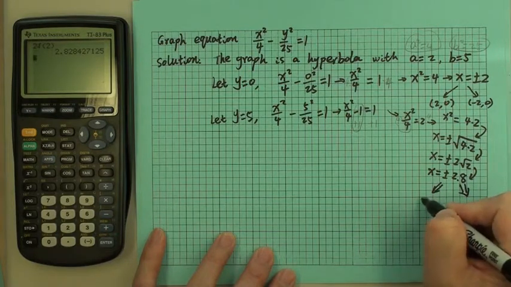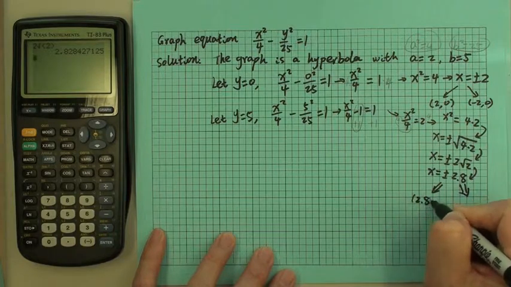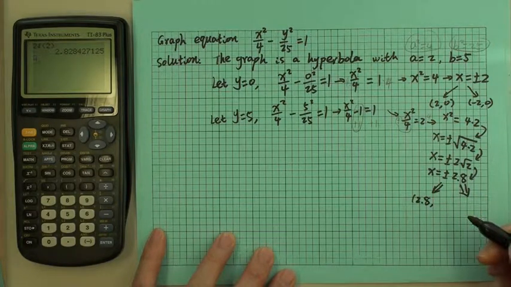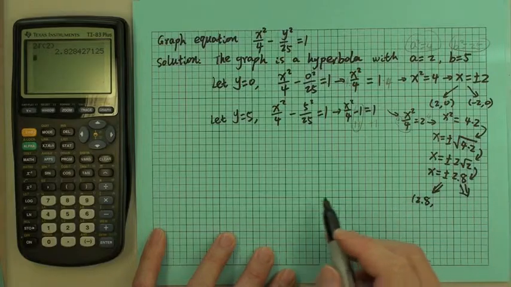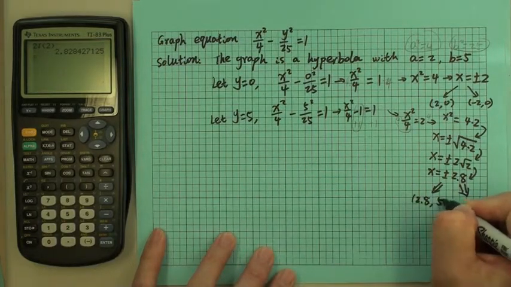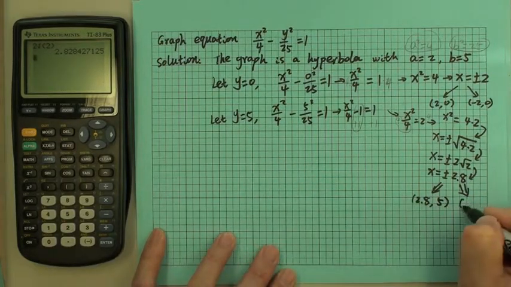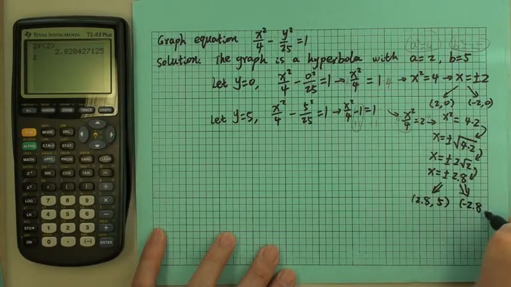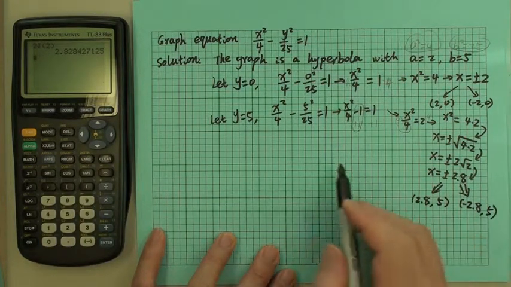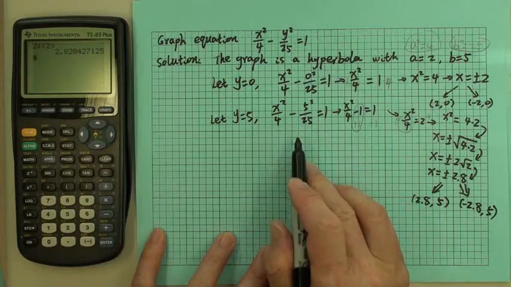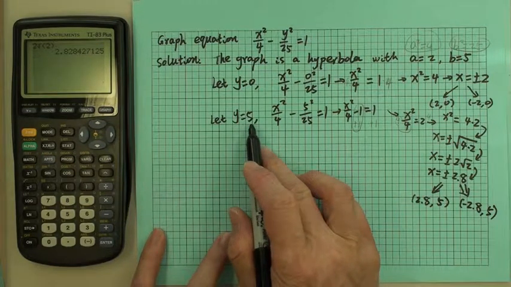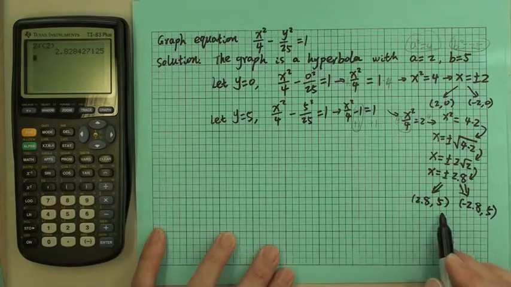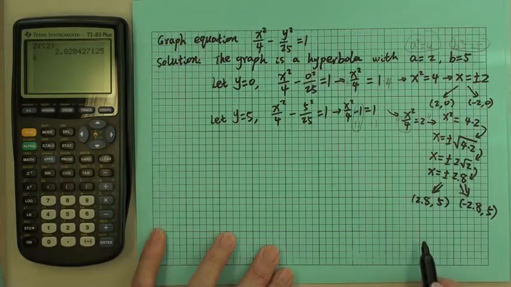One is 2.8, and y is 5. Another is negative 2.8, and you also have a 5. Here we get 2 points. When y is 5, you have 2 points for x.